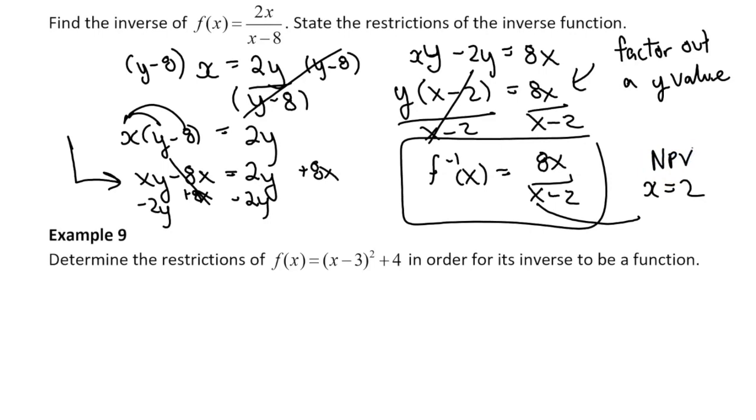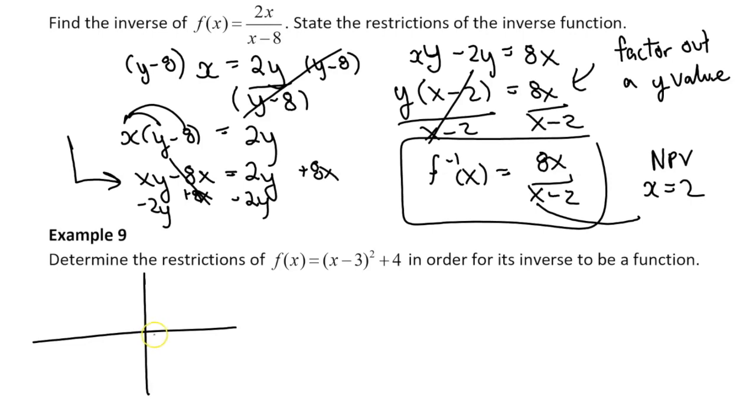Okay, and this final example here for some of the odd inverse algebra that you're going to have, it's not asking you to solve for anything. It's just saying determine the restrictions when you have f of x equals x minus 3 squared plus 4, so that its inverse would be a function. So imagine you have something like this.